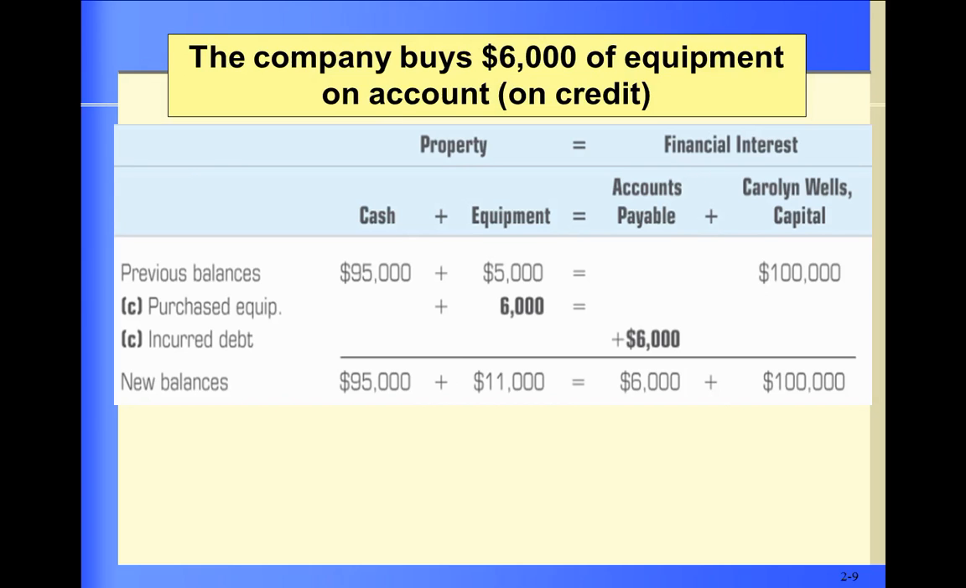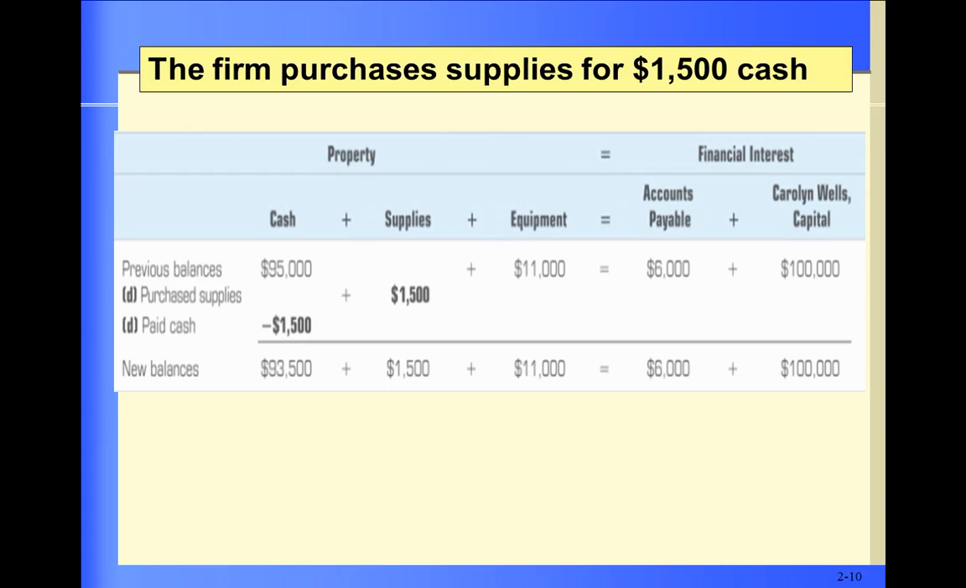In the next transaction, the company is going to purchase $6,000 worth of equipment, but we're going to do that on account. So we have to increase our balance of the equipment account by $6,000, but this time we're going to add a liability to the other side of the equation. This is someone who has extended credit to us, and it's a liability because we're going to have to pay this in the future. The equation is still in balance because we added equal amounts to both sides.